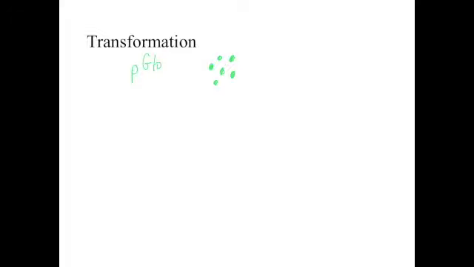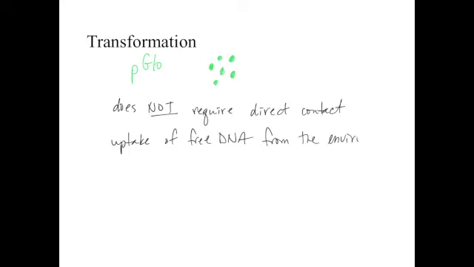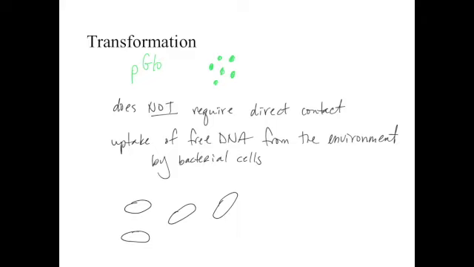In contrast to conjugation, transformation does not require direct contact. And it could best be described as the uptake of free DNA from the environment by bacterial cells. I'm going to draw some bacteria down here, a few bacteria floating around in their environment. And as bacteria die, their cell walls break down and their DNA can be released into just the extracellular space, right? So you have these bits of broken down DNA, some plasmids floating around in the environment.